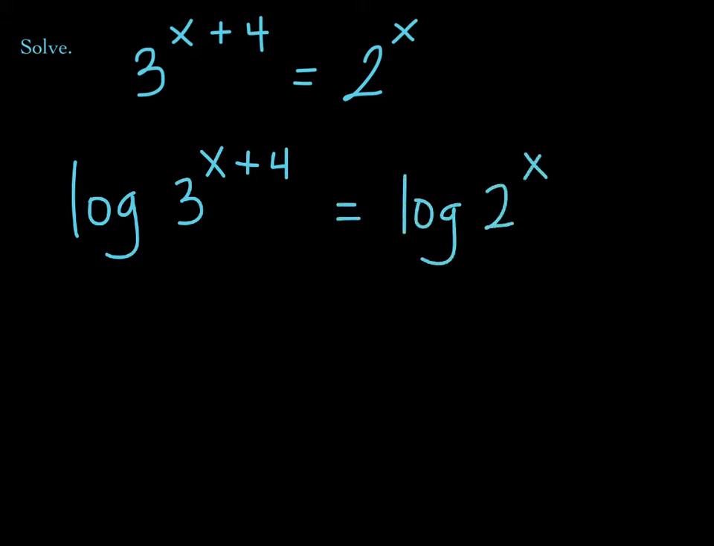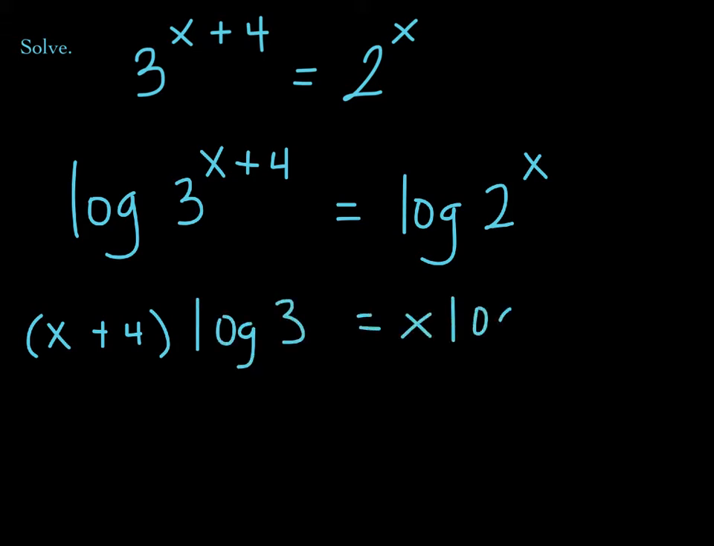Now what this does is allow your power to come down. Using the power rule for logarithms, we have x plus 4 times log of 3. Now remember, you have to have parentheses around x plus 4 because this is more than one term that you're bringing down, is equal to x times log of 2. Remember that the base of your logarithms is 10.